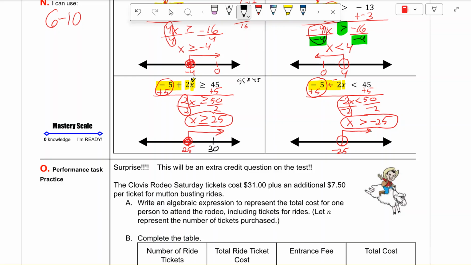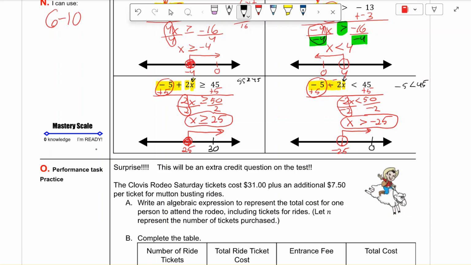Over here, what's a number larger than negative 25? And the easy one is 0. Well, what's 0 times negative 2? 0. And is negative 5 less than 45? Yes, so you know you have it right.